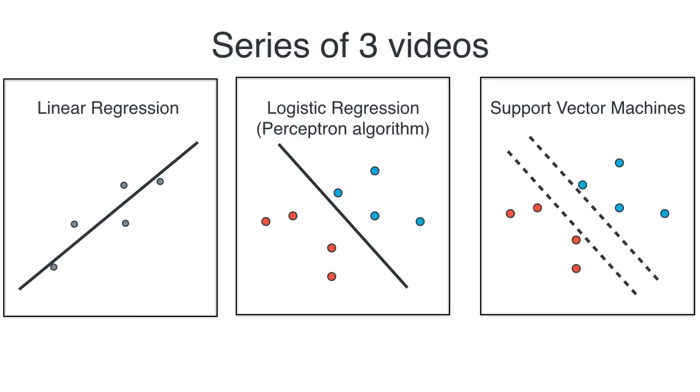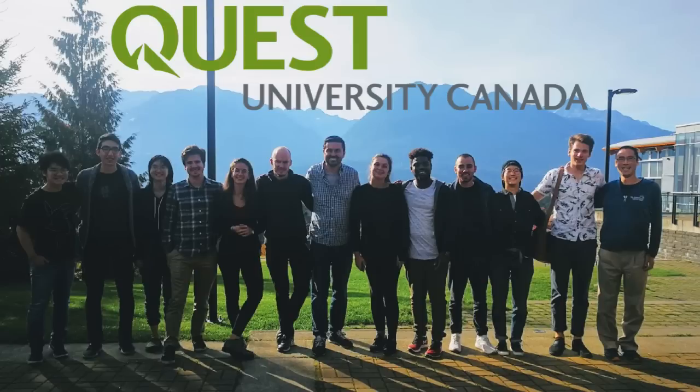This is the third of a series of 3 videos on linear models. If you haven't, take a look at the first one. It's called linear regression, and the second one called logistic regression. This one builds up a lot on the second one in particular. And I'll start with the credits.